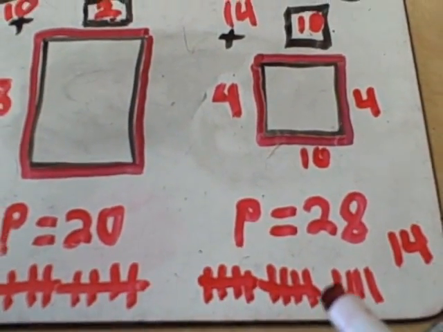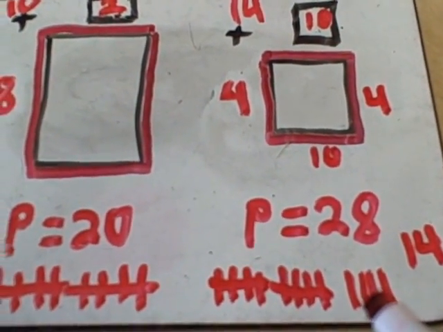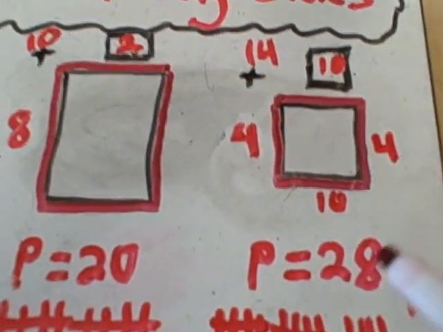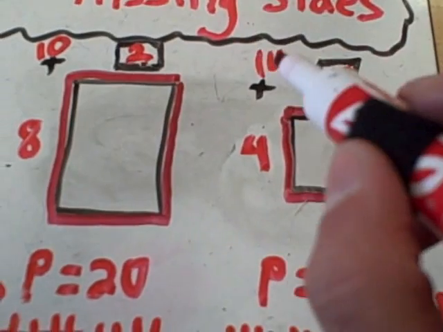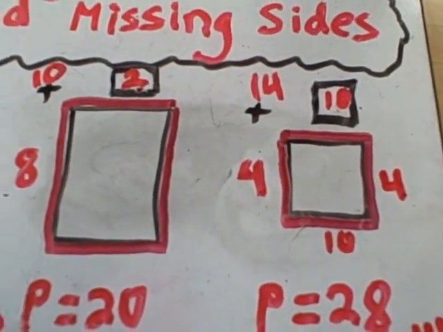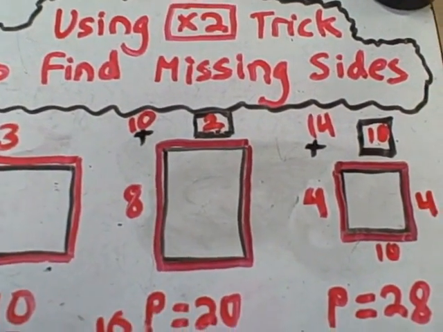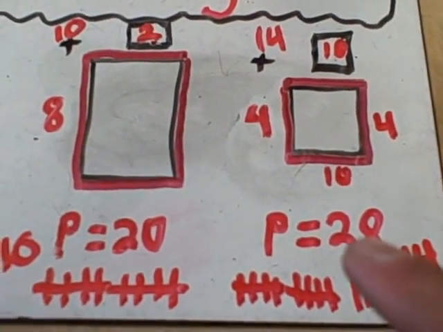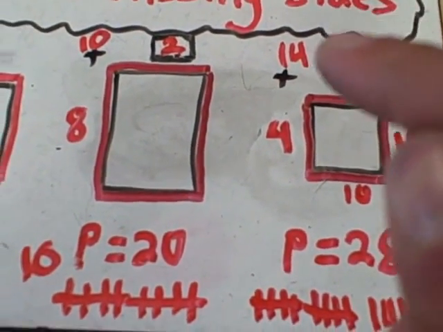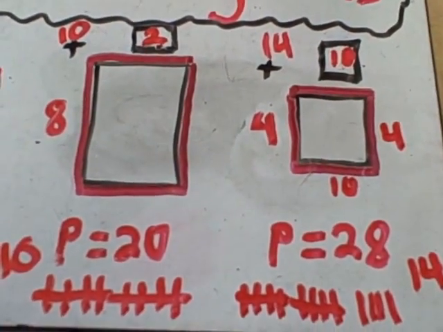So this times 2, this counting by 2's trick really works. All you have to do is count by 2's until you get to your perimeter. And then whatever number of 2's you had is what your length plus width is. So the next time you're trying to find a missing side length of a rectangle and you know the perimeter, just try counting by 2's, and then that'll give you your length plus width, and then you just take away the leftover and you find the missing side.